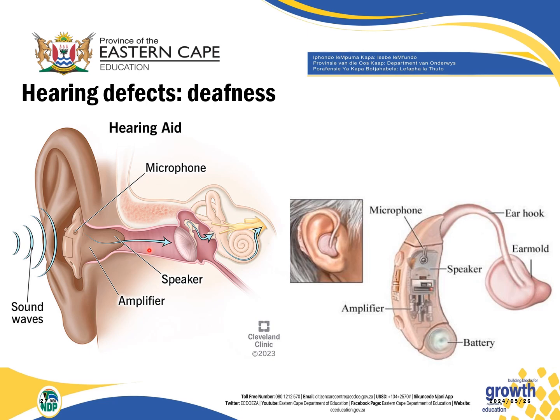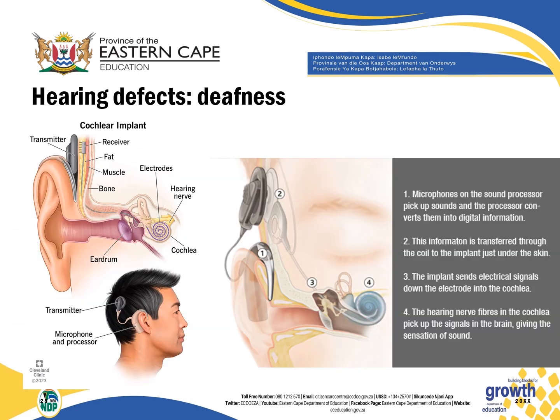So a hearing aid can only solve hearing problems that involve the amount of vibrations or the size of the vibrations that are sent to the cochlea. For instance, if your ossicles are damaged and the vibrations are not amplified by the ossicles. The other device that is used to correct hearing defects is the cochlear implant.